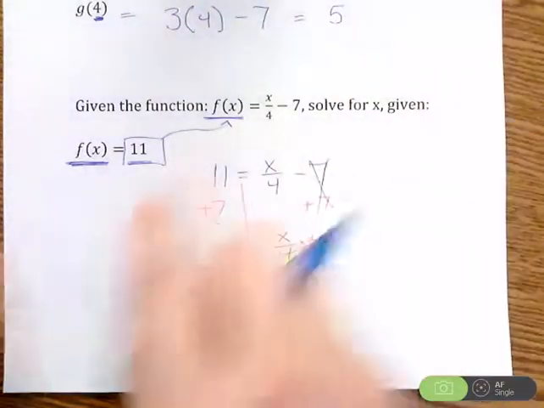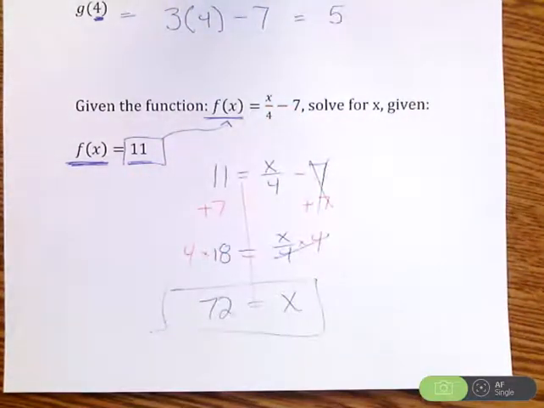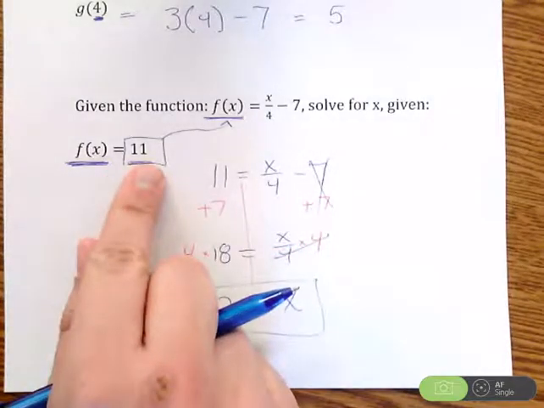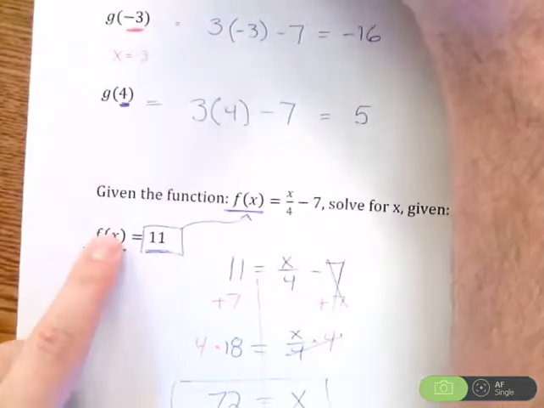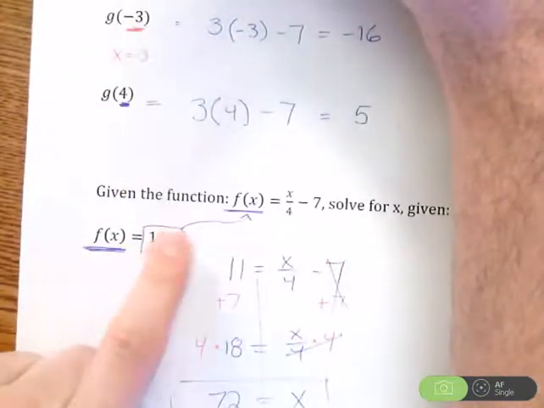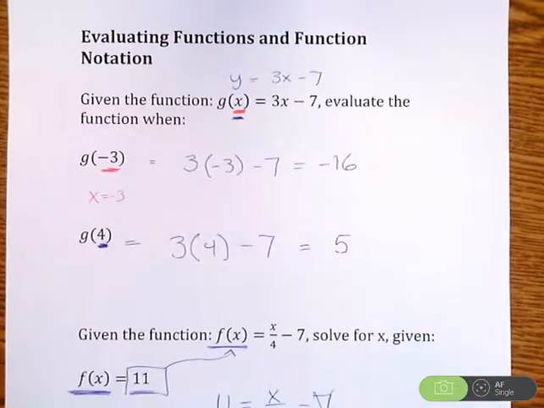So a little bit different here. Don't just plug in the 11 for x and just start going away. Really pay attention to, are we supposed to be plugging in for x like we did up here, or are we setting the equation equal to a number like we did down here? And that was evaluating functions in function notation.